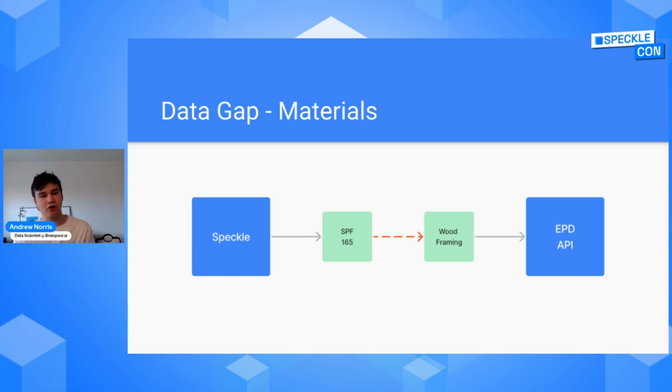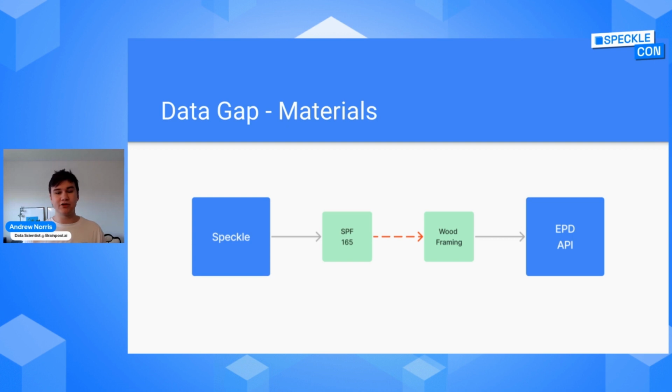So in Speckle, we might have a stud that has a material of SPF 165, and that's not really strong sunscreen. We think it's wood framing, but being able to make that leap between SPF 165 and an EPD that is contained within the wood framing category in your EPD API is not so simple as just writing a mapping. Well, it is so simple as writing a mapping if you want to do it every single time.